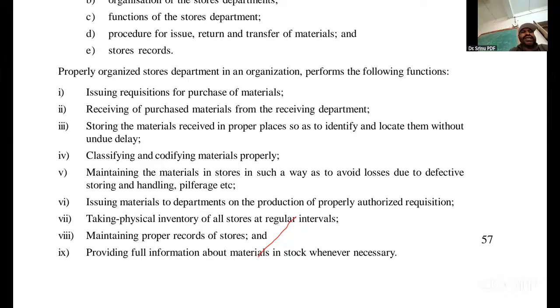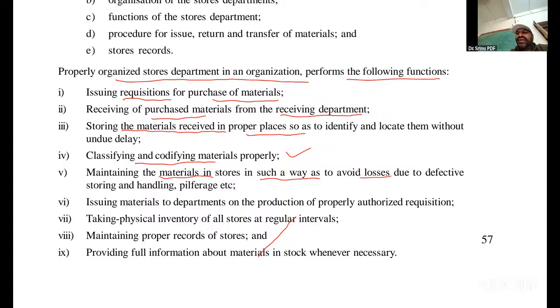Next, a properly organized stores manager performs the following functions: issuing requests for purchase of material, receiving purchased material from the receiving department, storing the material properly in the right places, classifying and codifying materials, maintaining materials in stores in such a way as to avoid losses and pilferage, issuing material to departments and production authorities, taking physical inventory of stores at regular intervals, maintaining proper records of stores, and providing full information about the material.